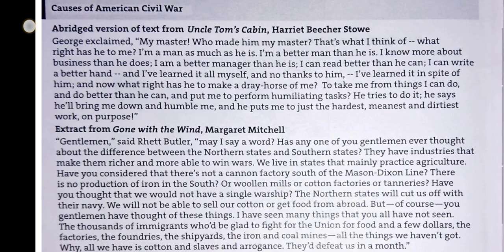So these are the views of George, who was a slave. Now come to the next extract.